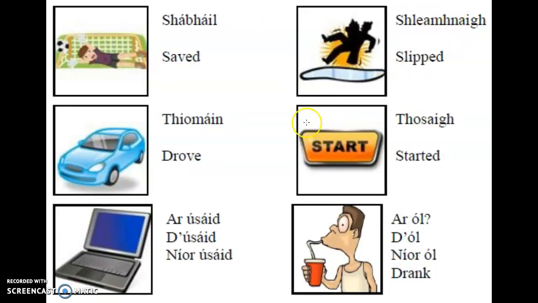Aval, hlaunig, himon, hussig. Usad, dusad, near usad. Ol, dol, near ol. Starts with a vowel, so it takes a D. Ol starts with a vowel, takes a D.